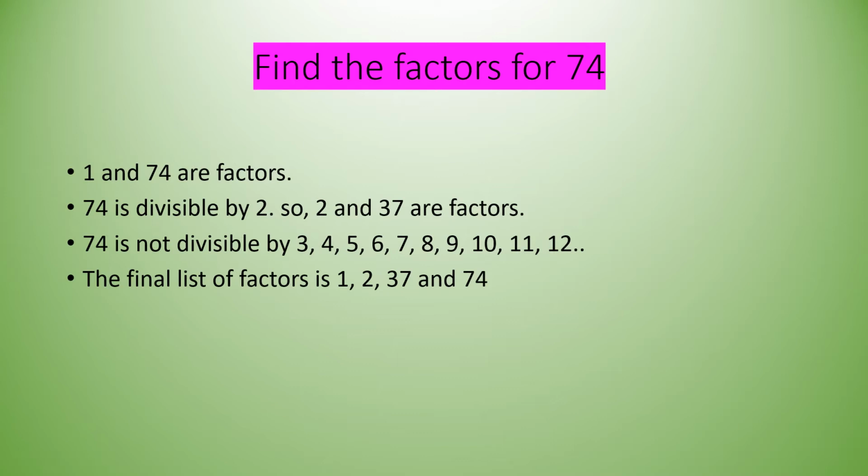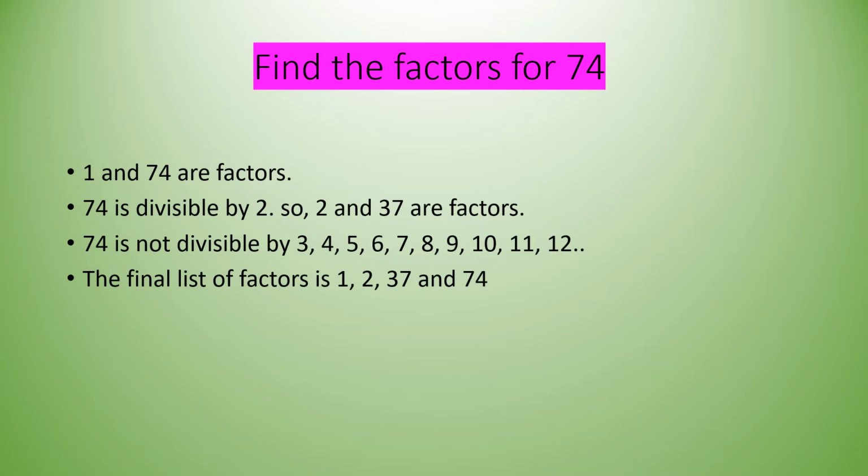After 1 you go for 2, and 74 is divisible by 2. When you divide 74 by 2, you get 37 as the quotient. So both the divisor and quotient become factors of the dividend, that is 74, the given number.